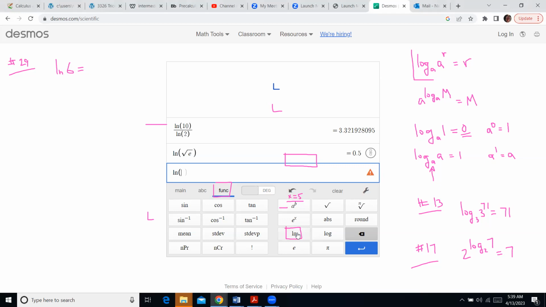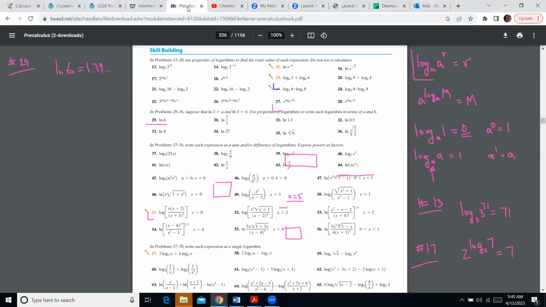So if I enter 6, it will give me some answer. And this answer, well, is not very good looking. So that's a pure calculator exercise. And I guess the key part is to realize that we have just decimal numbers that correspond to those logarithms.